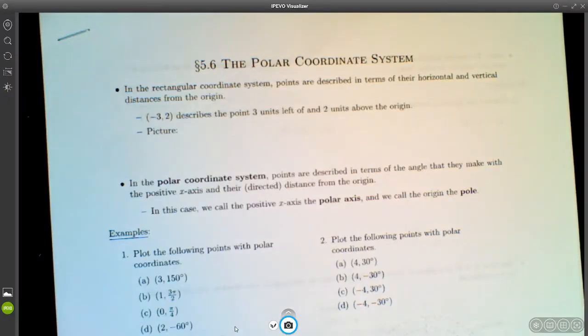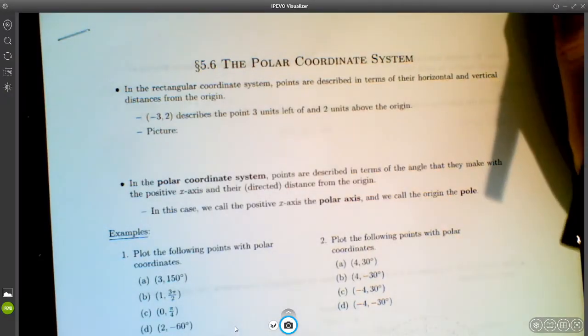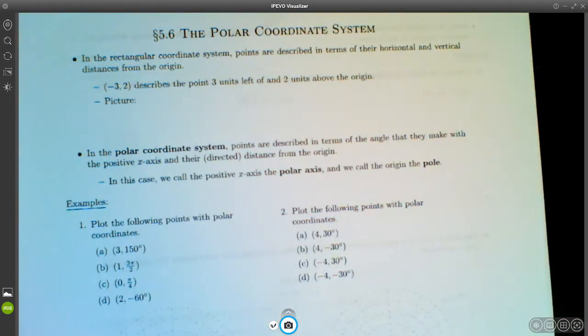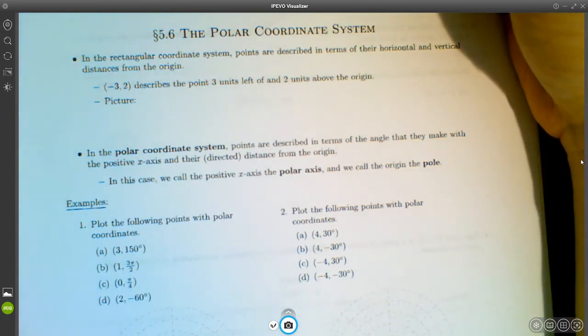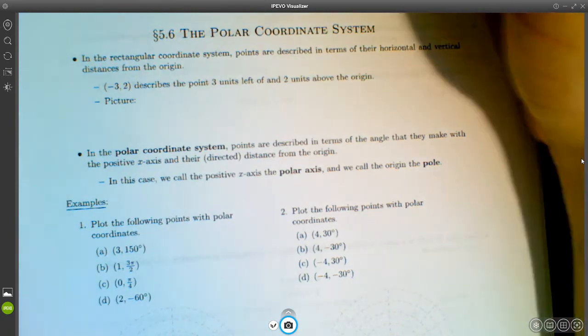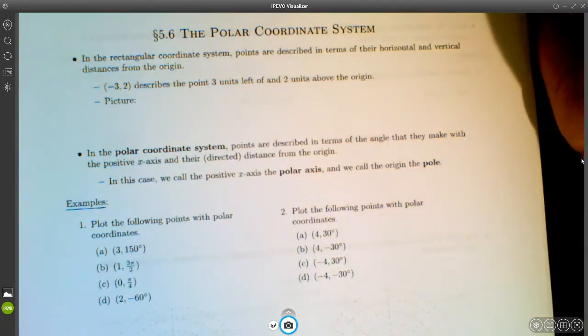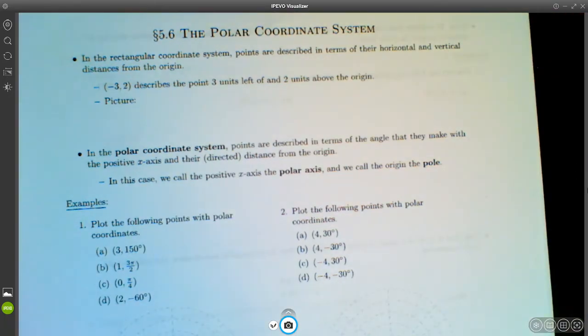All right. So the last couple sections of Chapter 5, we're going to talk about the polar coordinate system and polar equations. So the polar coordinate system is just another way to visualize relations. We've been looking all semester long at how to visualize relations in the rectangular plane, but we can do this in the polar coordinate system as well. If you took trig, then you're already familiar somewhat with the polar coordinate system.